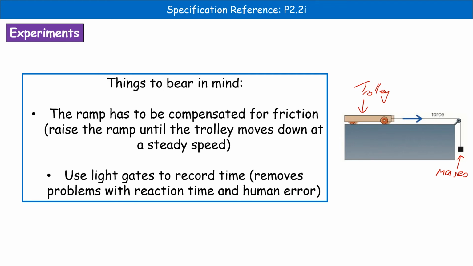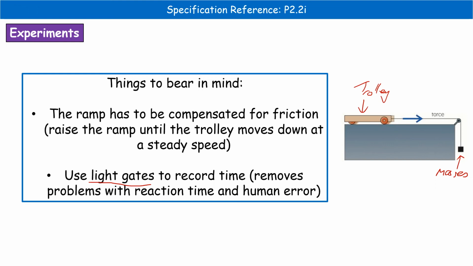Now, a couple of points here. First of all, if we're doing this and using a stopwatch to time, we have a potential source of error, because as humans, obviously we have a reaction time. So when we're doing this, our reaction time could lead to slightly inaccurate times being recorded. That could be a problem. If they then ask us to suggest an improvement, the answer is use light gates.